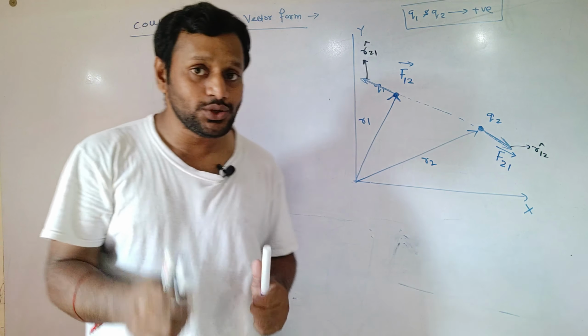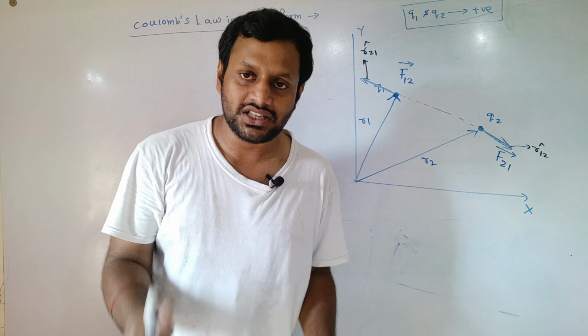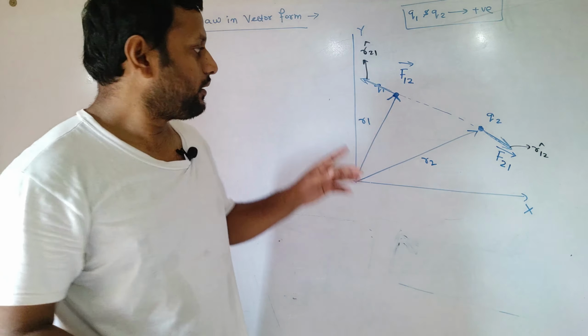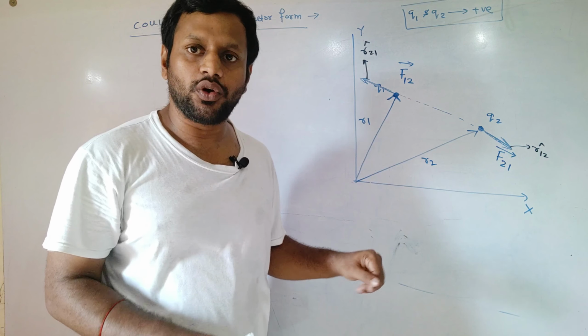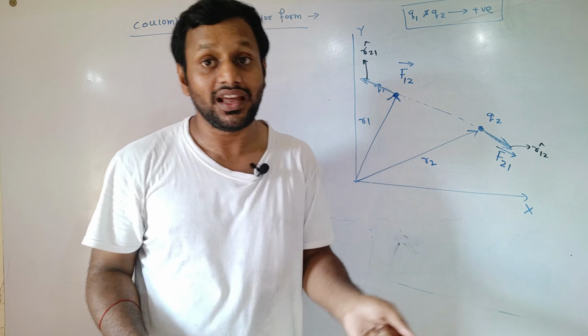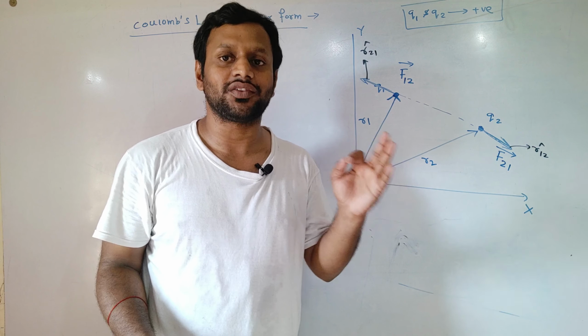If we give direction along with magnitude, that is a vector. I have already stated Coulomb's law in scalar form, so I only have to add that direction in the scalar form, and then it will give me Coulomb's law in vector form.